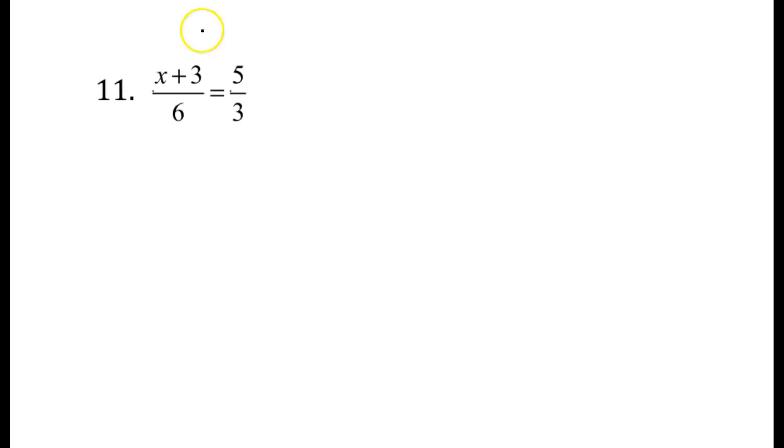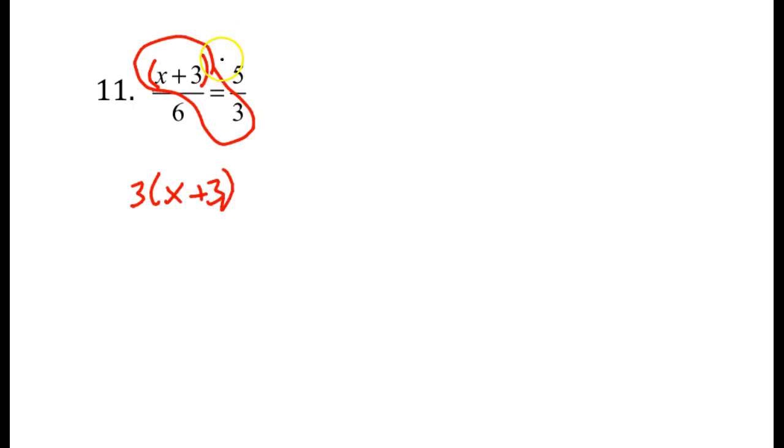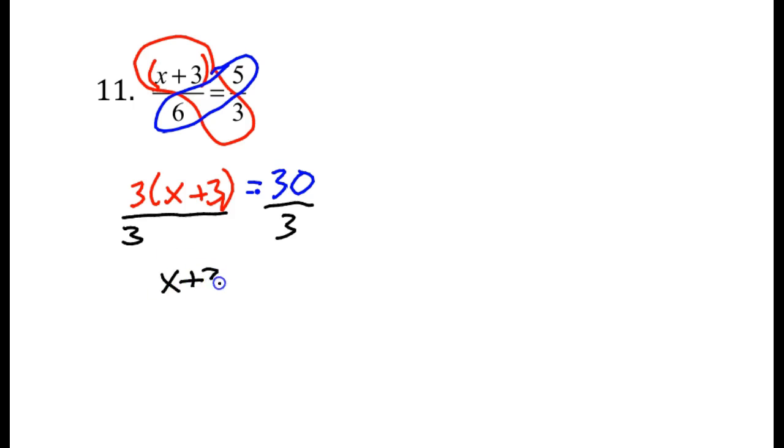Alright, one more for our solving and checking. Remember, if you have a binomial or two terms on the top or bottom, go ahead and put parentheses around them. So I'm going to multiply these two together and get 3 times quantity x plus 3, and then 5 times 6, which is 30. Go ahead and divide both sides by 3. I could distribute, but I'm going to divide both sides by 3 since 3 goes into 30 evenly. So I have x plus 3, because these cancel and equal 1, and 30 divided by 3 is 10.